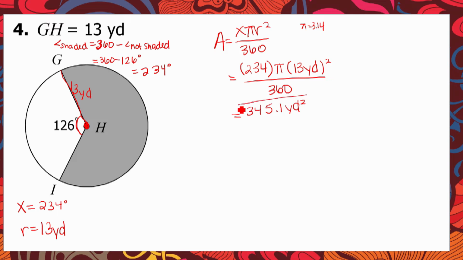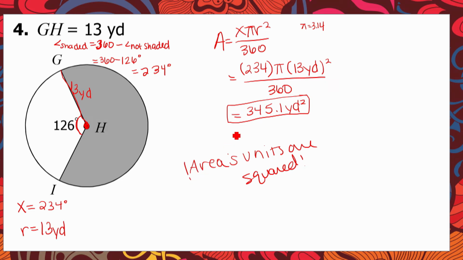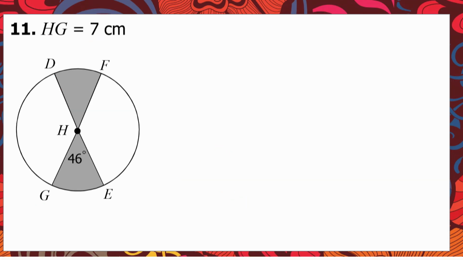squared. Okay, did you catch that? You have to have yards squared. This is area. You're looking at the area of the shaded in figure. You have to have yards squared. Anytime you're looking at area, area's units are squared. Okay, area's units are squared. Please do not forget, because it can make your problem wrong.